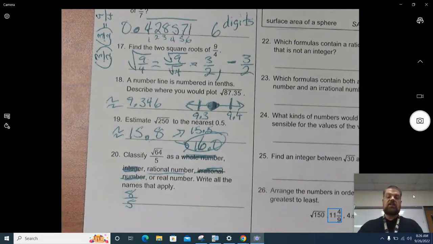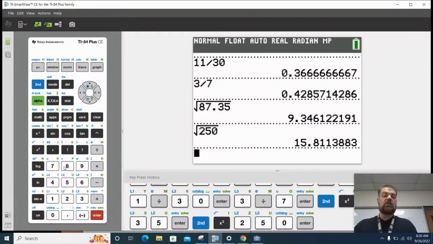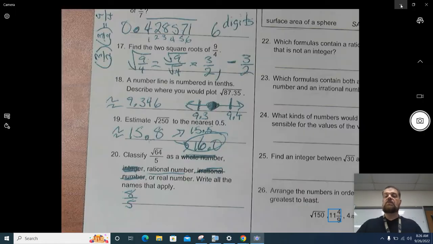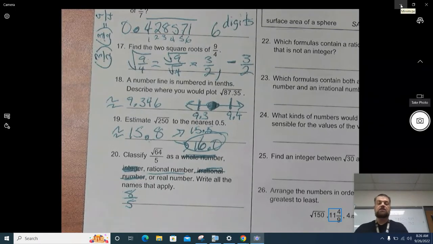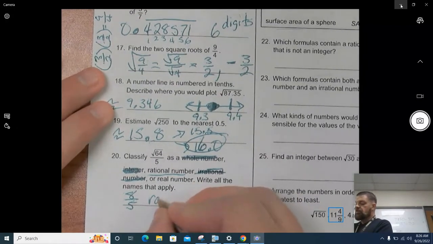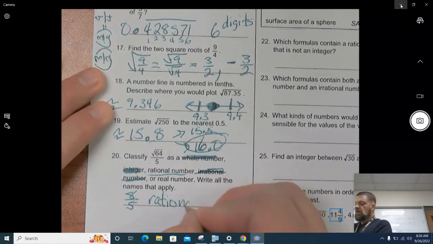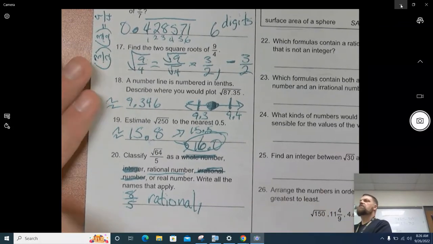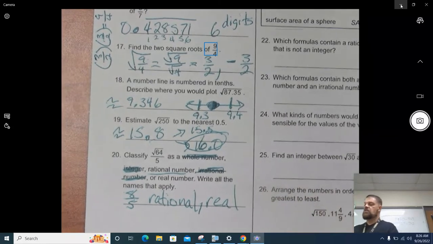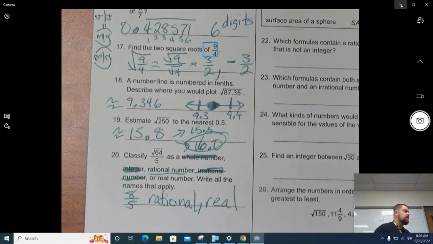How do I know it terminates? Well, because I'm a math teacher. But if I go in here and I say 8 divided by 5, I get 1.6, right? So that's how we know it's rational. It terminates. So it's rational. And what's the other type of number? Real. Very good. You guys are getting the hang of that. Usually kids struggle with that, but you guys seem to, except for the irrational numbers. That's a little hard for you guys.